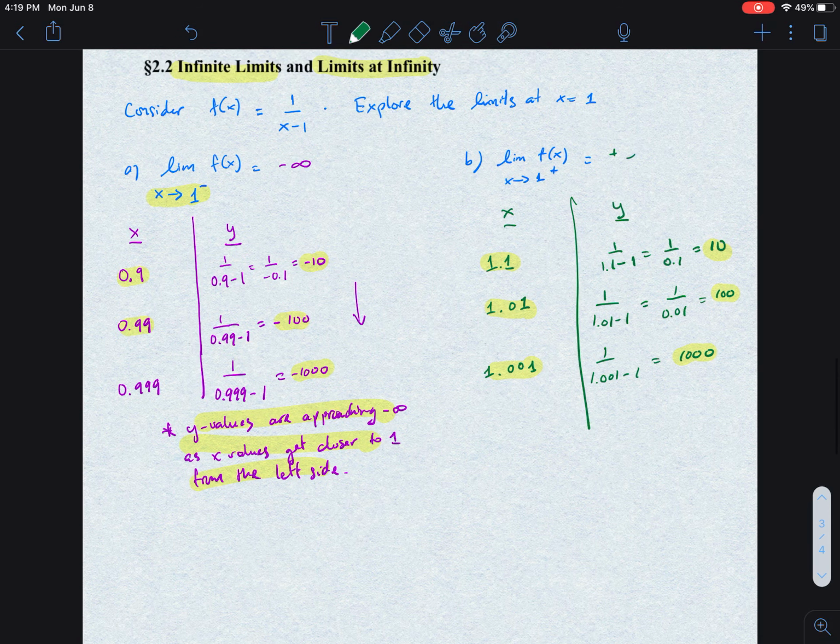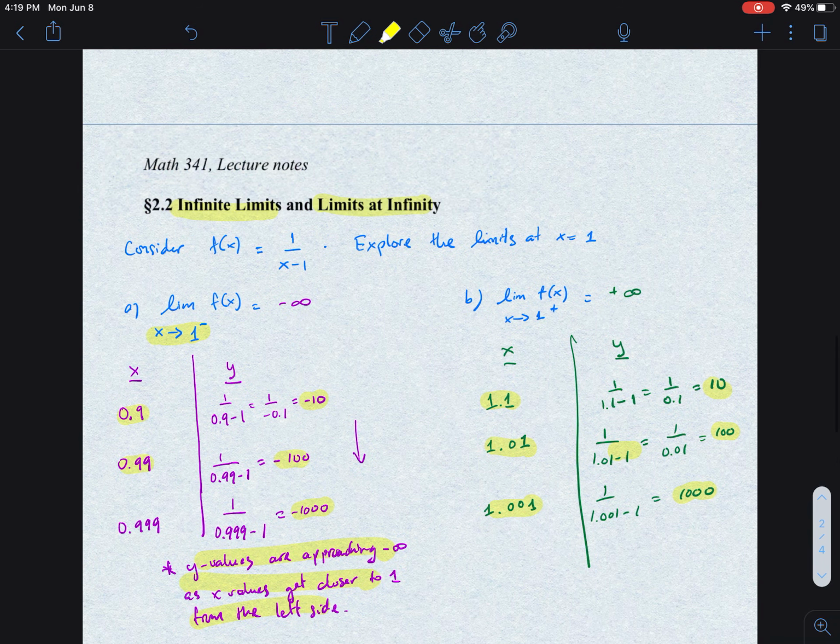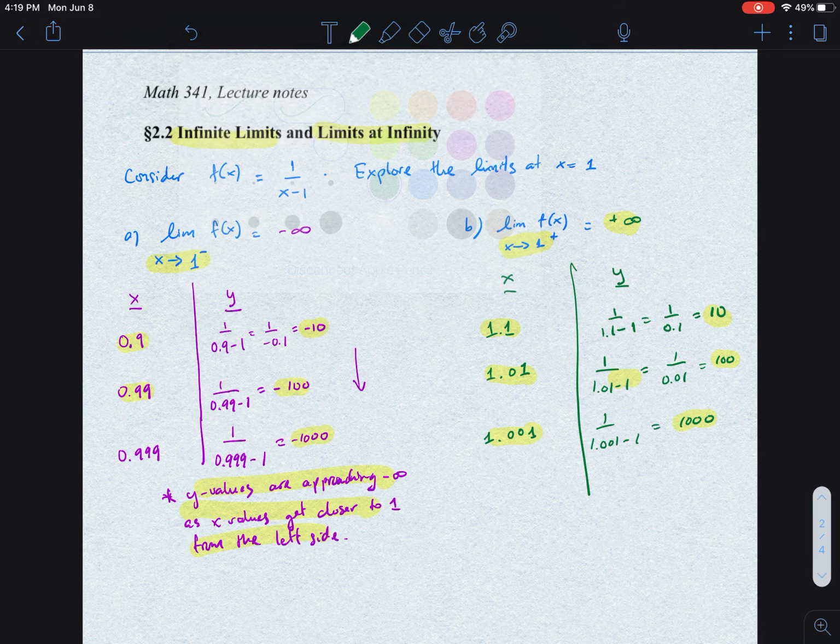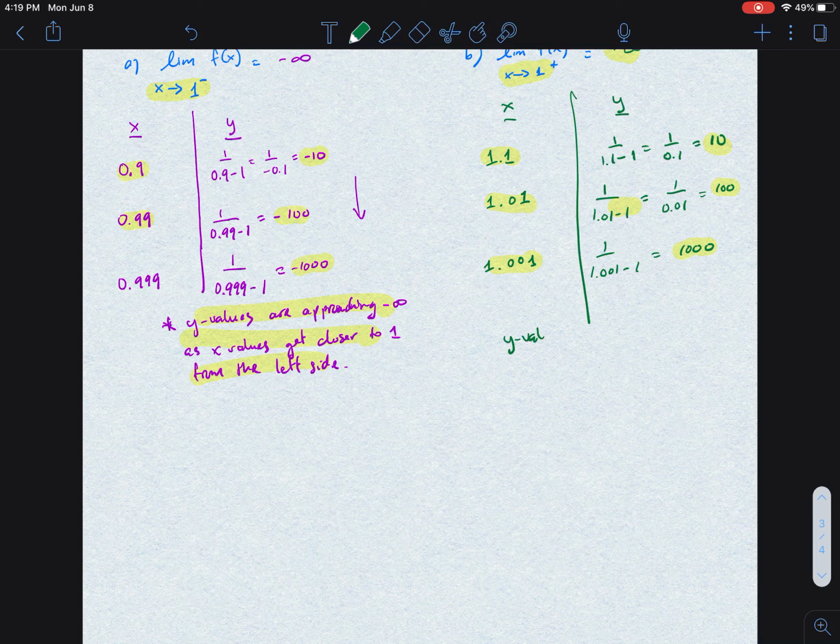So it's going to be approaching positive infinity. Okay. So in this case here we have as x approaches 1 from the right side, the limit of the function is positive infinity, meaning the y values are approaching infinity. Okay. So we said the y values, or the function values, are approaching positive infinity as x gets closer to 1 from the right side.